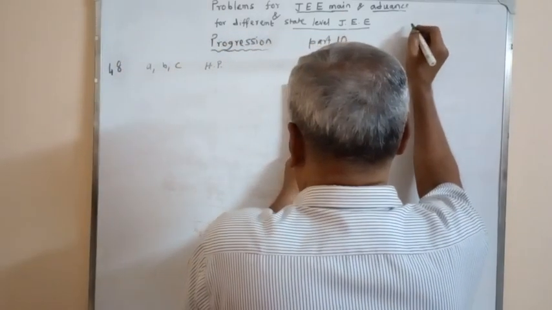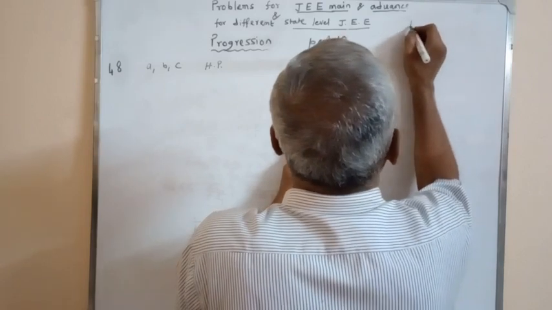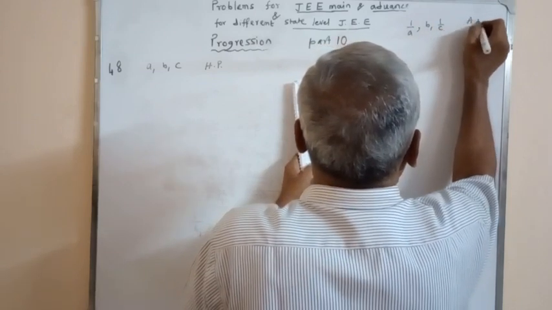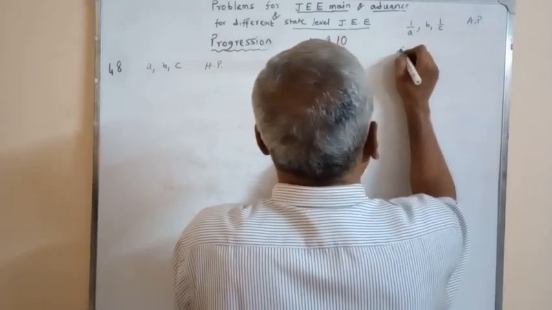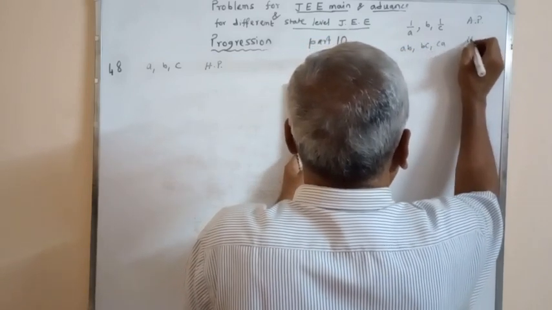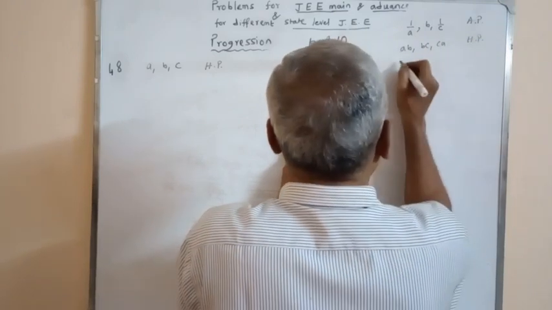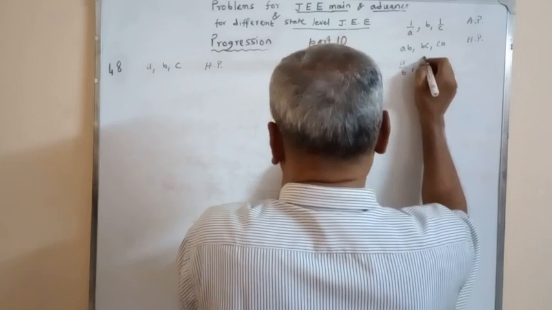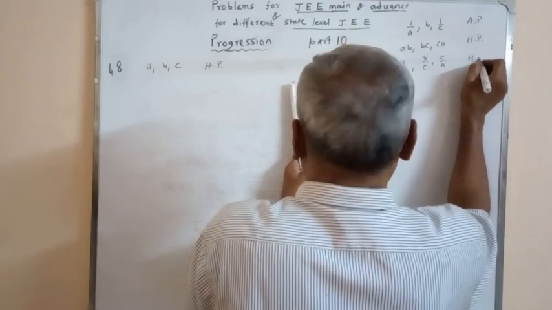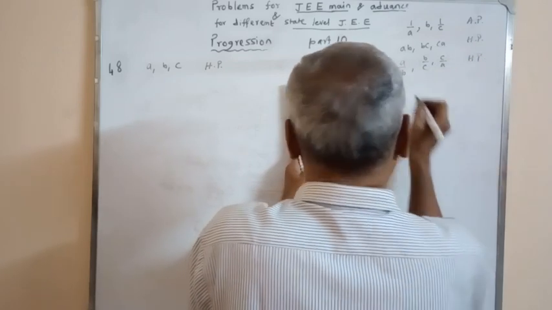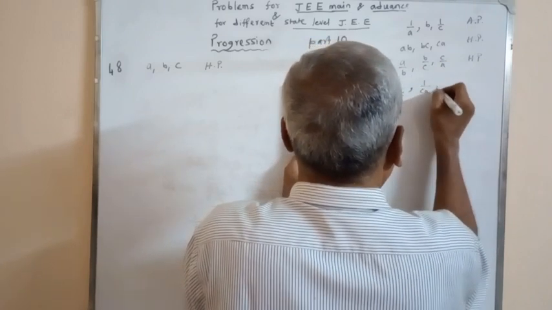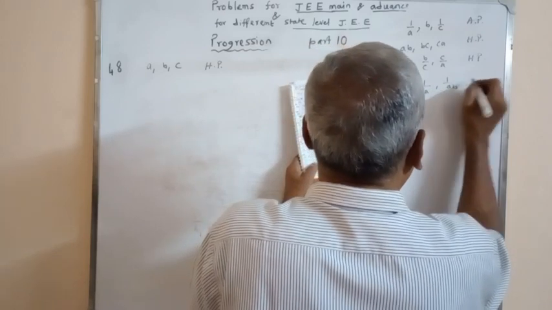Number one, 1 upon A, 1 by B, 1 by C in AP. AB, BC, CA are in HP. A by B, B by C, C by A are in HP, and 1 by BC, 1 by CA, 1 by AB are in HP.